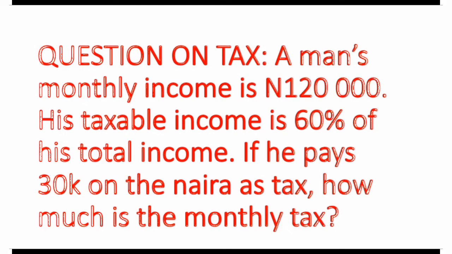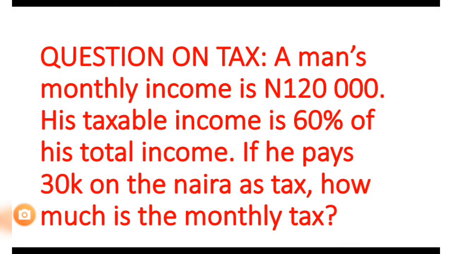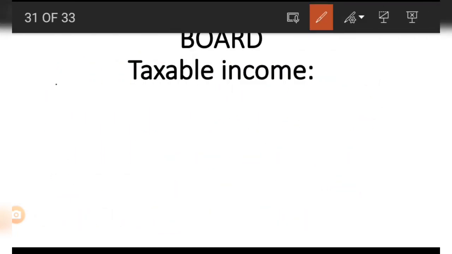Finally, let's look at the last question on tax. A man's monthly income is 120,000. His taxable income is 60% of his total income. If he pays 30 kobo on the naira as tax, how much is his monthly tax? The first thing we try to do is to find the taxable income. We are told it's 60% of the total amount.